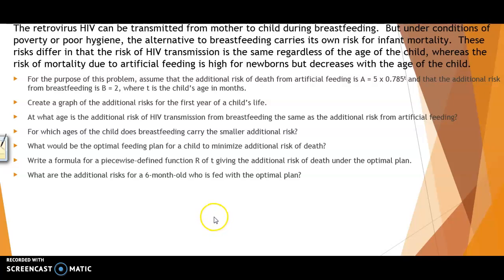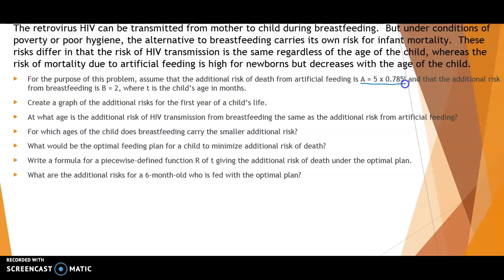These risks differ in that the risk of HIV transmission is the same regardless of the age of the child, whereas the risk of mortality due to artificial feeding is high for newborns but decreases with the age of the child. So for the purposes of this problem, we are going to assume that the additional risk of death for artificial feeding has the formula that is given here.